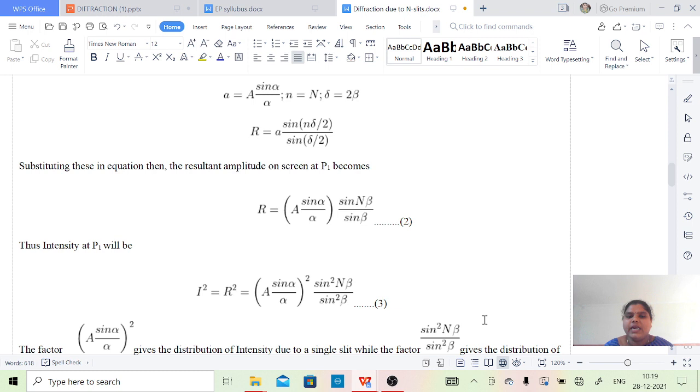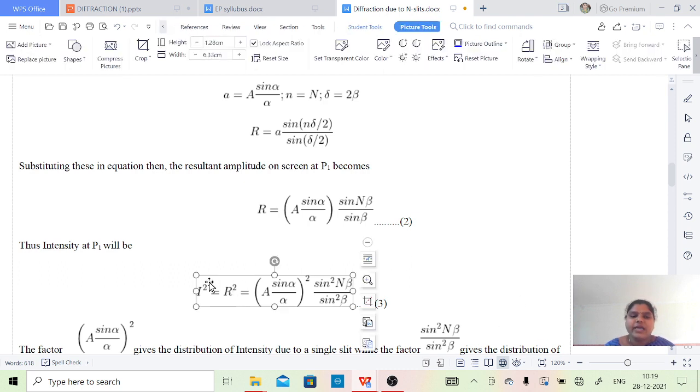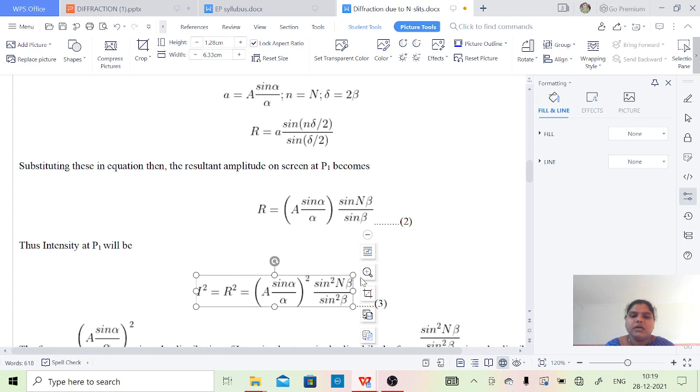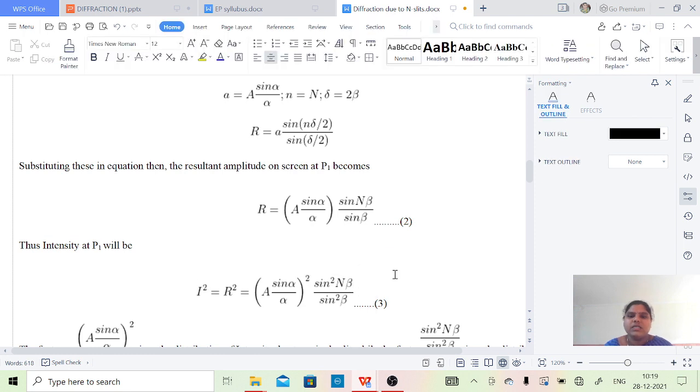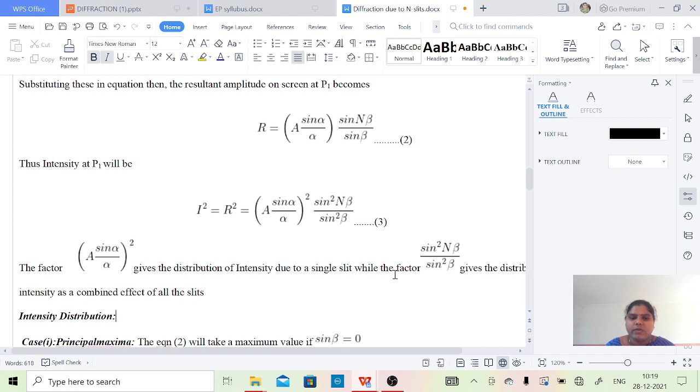So this is for the intensity. We know that the square of the amplitude gives the intensity. So from this resultant amplitude equation, we can write the intensity equation. So the intensity at P1 will be, that's not I square, it's I equals R square, that equals (A sin alpha by alpha) whole square into sin square n beta by sin square beta.